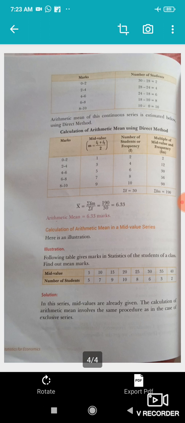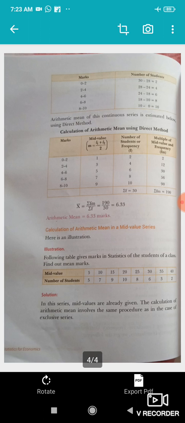So have you understood this? Because here in more than, you have to understand this. More than 0 has 30. That means it includes more than 2 also. So 30 minus 28, then 28 minus 24. Likewise, you do it in this way. Then you will apply the formula summation FM upon summation F. That is 190 upon 30. That will give you 6.33.